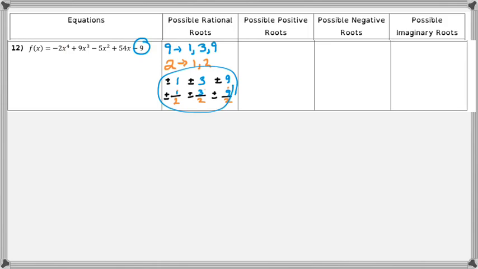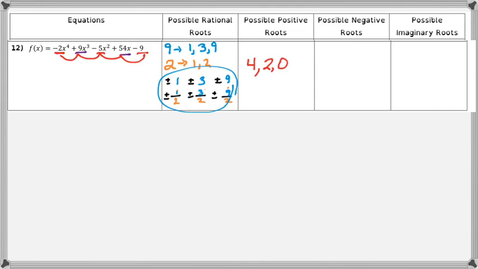So now, using the Descartes rule of signs, I'm going to look to see what are my possible sign changes. And so in this case, I start out with negative, go to positive, go back to negative, go back to positive, go back to negative. So I have 1, 2, 3, 4 sign changes. And count down by 2.